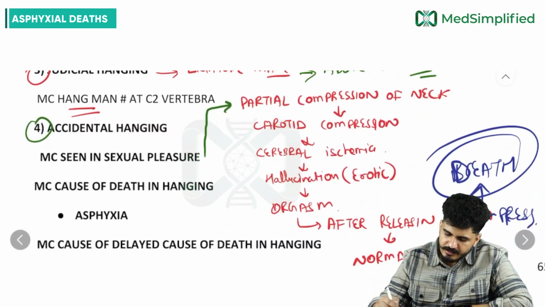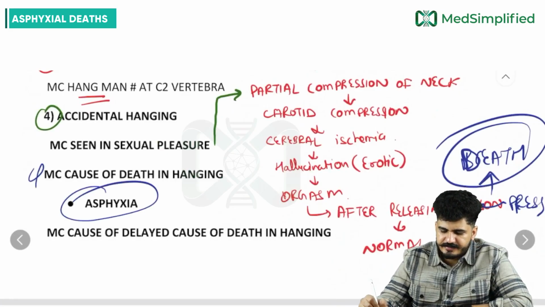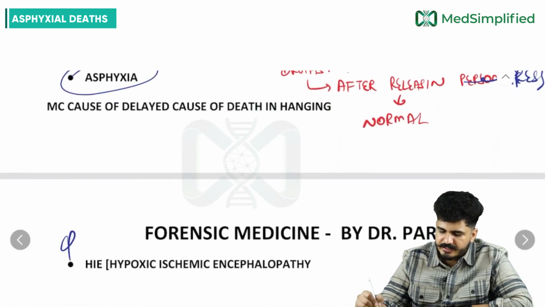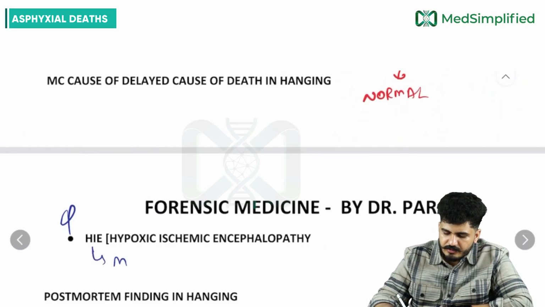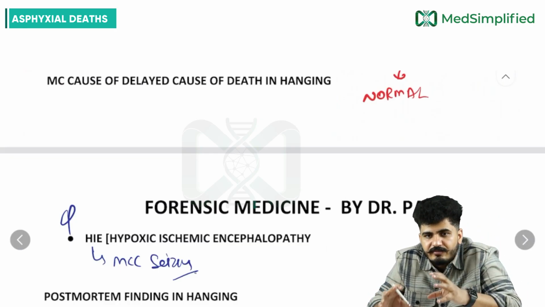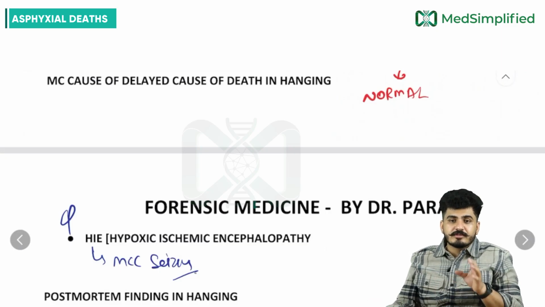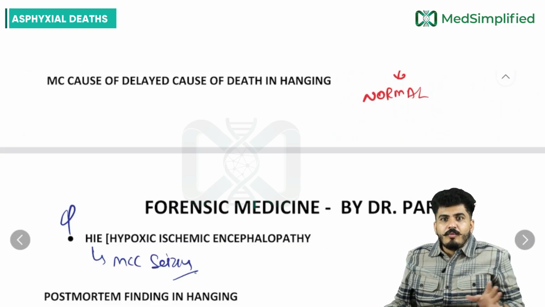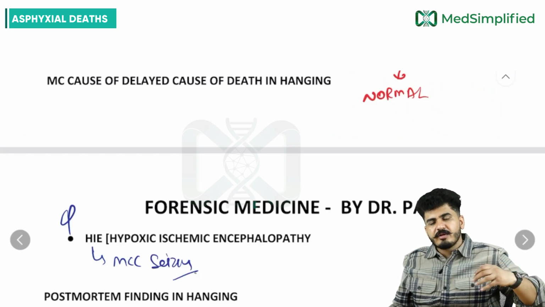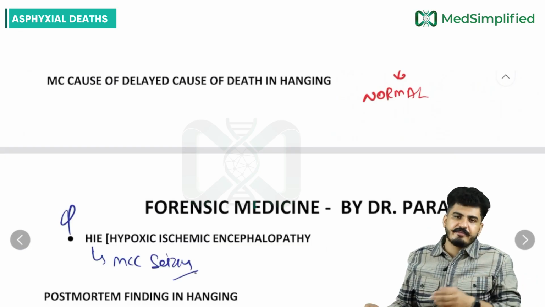Now, the cause of death in hanging is asphyxia. And the most common cause of delayed death in hanging would be hypoxic ischemic encephalopathy. HIE is also the most common cause of seizure. Seizure activity happens most commonly because of hypoxic ischemic encephalopathy, my dear friends. It will increase the electrical activity because the brain is suffocating. The moment the brain is suffocating because of low oxygen, the brain will be overstimulated, hyperactive. Because of this hyperactivity, there will be an increase in electrical discharge and it will lead towards a seizure disorder.